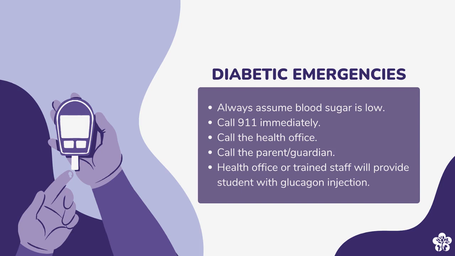There are steps you can take before an emergency happens. The first is being familiar with the student's emergency health care plan. Next, you should understand how to identify when a student may need immediate medical care. And last, know who to contact in the event of an emergency.